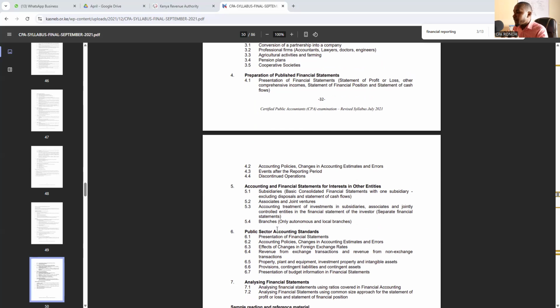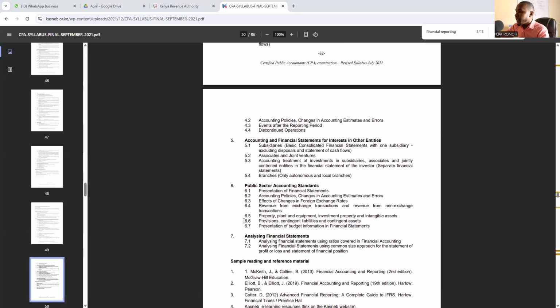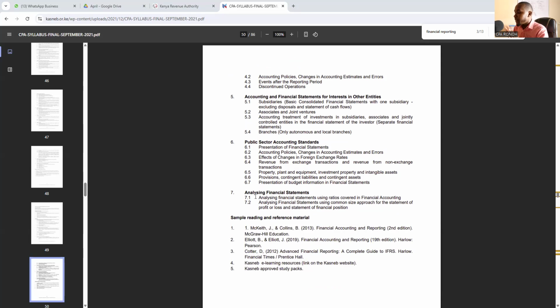And the topic 6 is the ratio analysis. Also, this topic was tested in two sittings, 2024 and 2025. So it's also an important topic, that is analyzing financial statements.